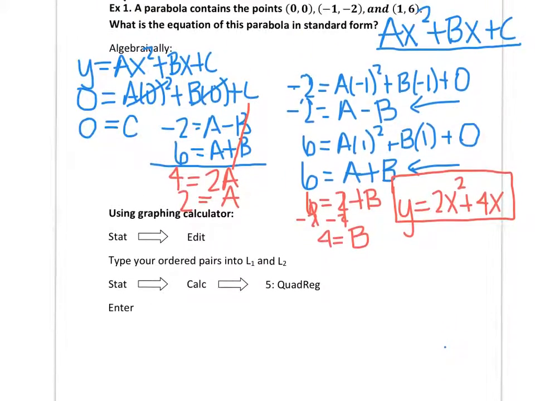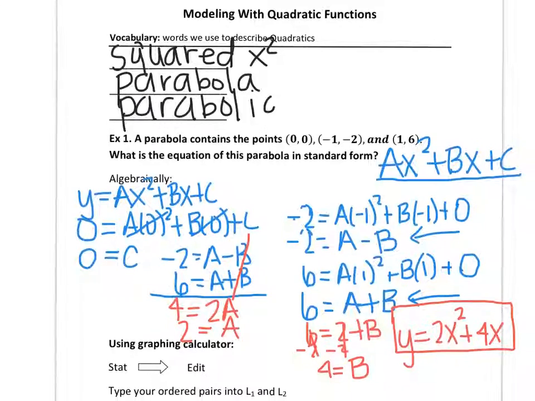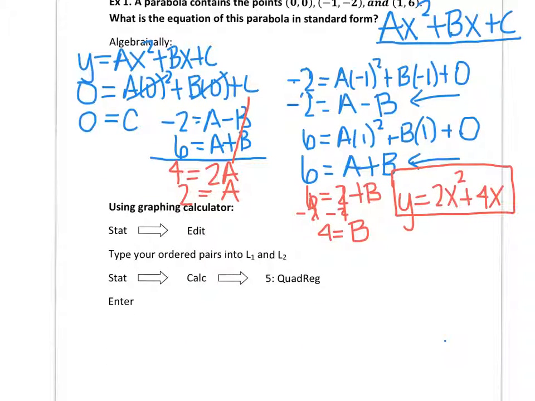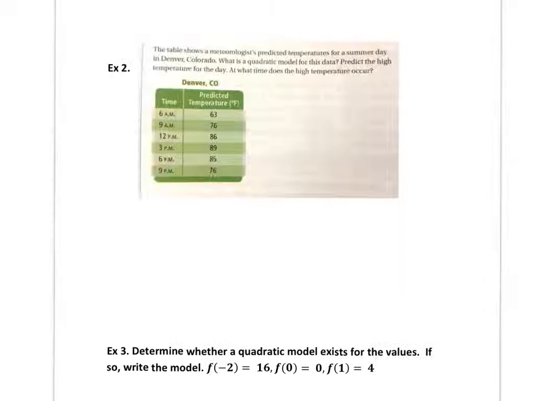Okay, so double check with these values on that example 1 and make sure before you go any further that you know that you got 2 and 4 and 0 for your A, B, and C value in your calculator. Okay, so on to example 2. It gives us a table showing a meteorologist's predicted temperatures for a summer day. What is the quadratic model for this data?